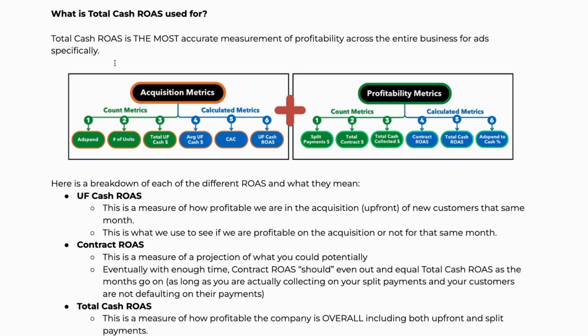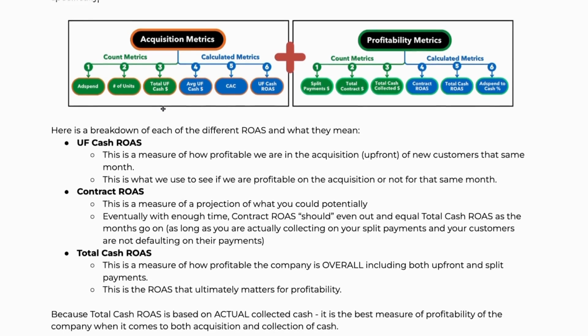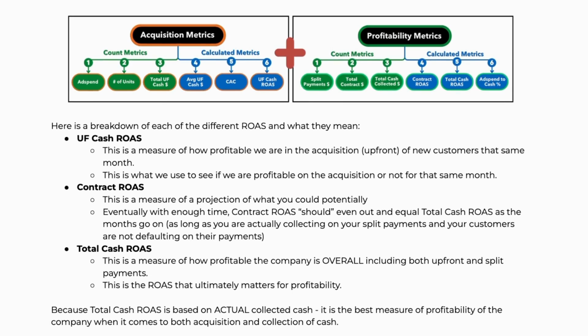But when it comes to ads specifically and to be able to see what the profitability of the ads specifically is, right? That is going to be total cash ROAS, by far going to be the best metric for that. And the reason for that is because if we compare all of the different ROASs that we have, right? Because we have these different tools in the tool belt of these metrics that we're looking at. We have upfront cash ROAS, total contract ROAS, and then total cash ROAS, right? So upfront cash ROAS is a measure of how profitable we are in the acquisition upfront for new customers in that same month, right? This is what we are seeing in terms of, hey, are we profitable on the acquisition or not? For that, we are using upfront cash ROAS.